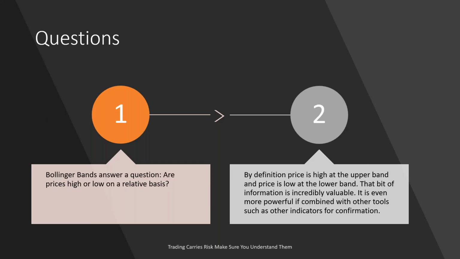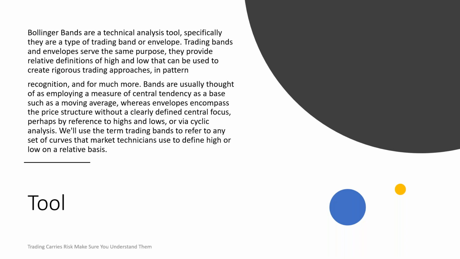Now, Bollinger Bands answer one very important question: are prices high or low on a relative value? Because if prices are high on a relative value, we may not want to buy into that. If prices are too low on a relative basis, we might not want to sell into that. But by definition, price is high at the upper band of the Bollinger Bands and price is low at the lower band. That bit of information is incredibly valuable. It's even more powerful combined with other tools such as other indicators for confirmation.